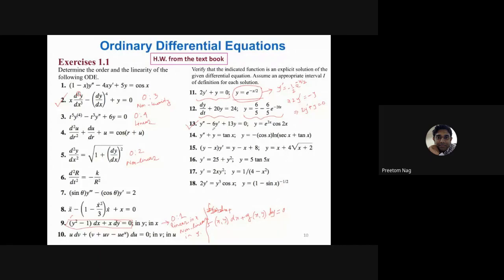So at this moment what I would like to ask everyone: verify that y equals e to the 3x cos 2x is a solution of this differential equation. Everyone please verify this. Can you all do this? Verify that y equals e to the 3x cos 2x is a solution of this differential equation.